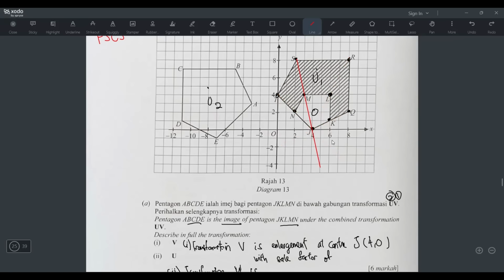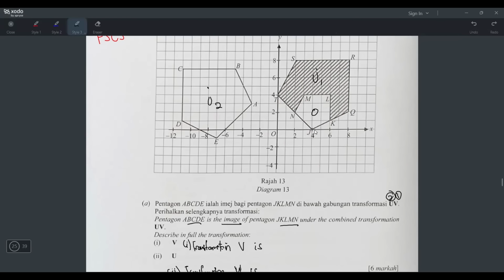Okay. But usually kalau ada satu titik yang tak tukar tempat after enlargement, that means that's the center already. If there's one point that never change place after the enlargement, it means before enlarge is still there, after enlarge also still there, that means that's the center already. Okay, so enlargement at center J lah. And it would be better if you write the coordinate also. So (4, 0), and then with scale factor.